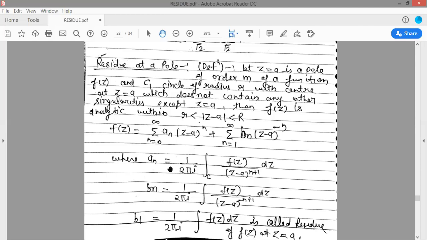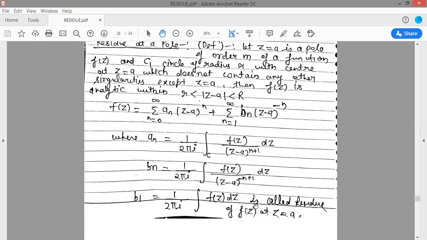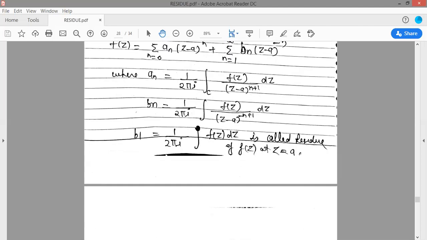Now, a_n is equal to 1 upon 2 pi i integration over C of f(z) upon (z minus a) to the power n plus 1 dz. This is your a_n value, the same as in the Cauchy integral theorem, right? And b_n means the coefficient of the negative power terms, that is, 1 upon 2 pi i integration of f(z) upon (z minus a) to the power minus n plus 1 dz, right? And you can find your b1 here.